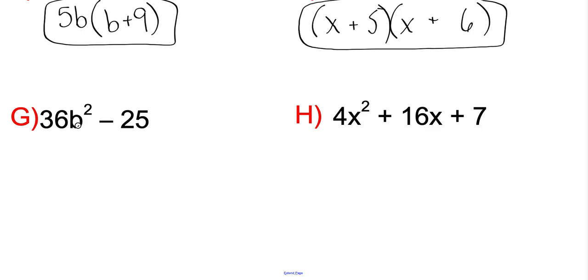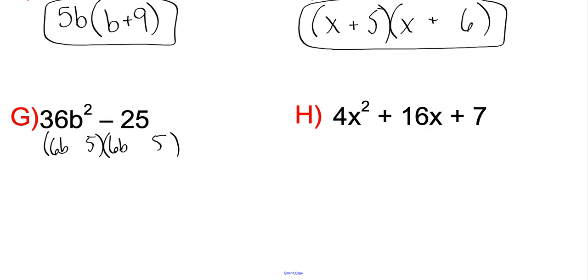This is the perfect square. So I'm going to have 6b in the front of both my parentheses. And I'll have 5 in the back, because 5 times 5 gives me 25. And then remember with this pattern, one of these has to be a positive, one of these has to be a negative.